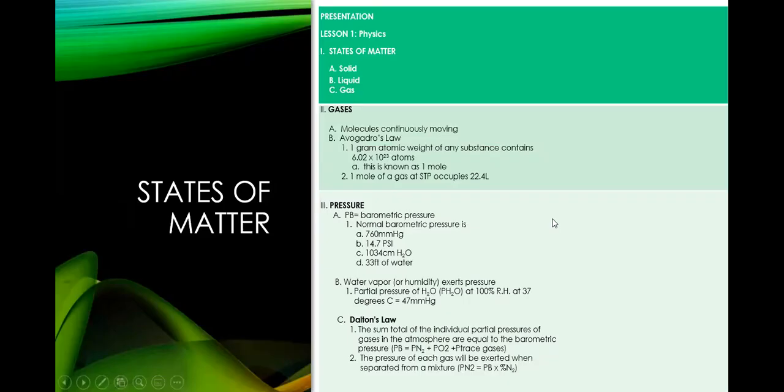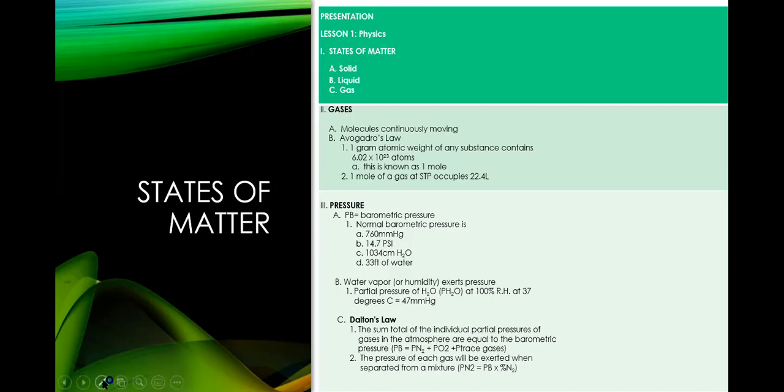barometric pressure, PB. We already said what that was. PB is barometric pressure, and the normal barometric pressure is 760 millimeters of mercury. Now, it's also considered 14.7 psi, or 1,034 centimeters of water, or 33 feet of water. So normal barometric pressure is all four of those. We mostly talk about the millimeters of mercury, but you might get a multiple choice question about what's true about the barometric pressure, and some of these might be on there. Make sure you add them to your list.